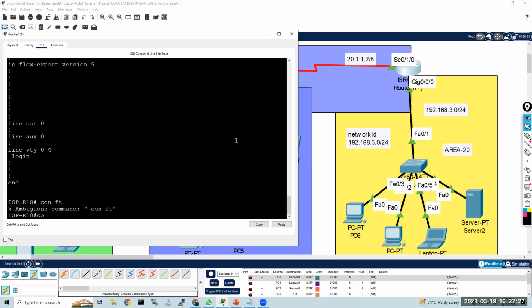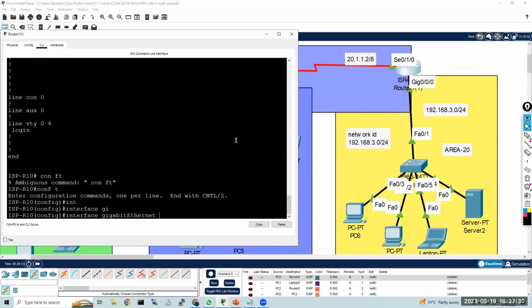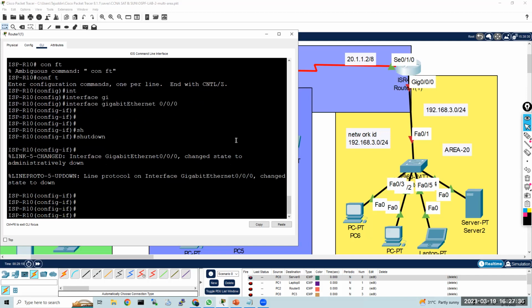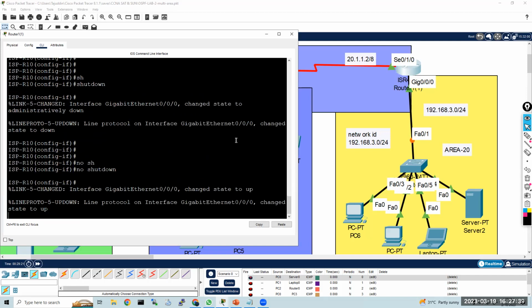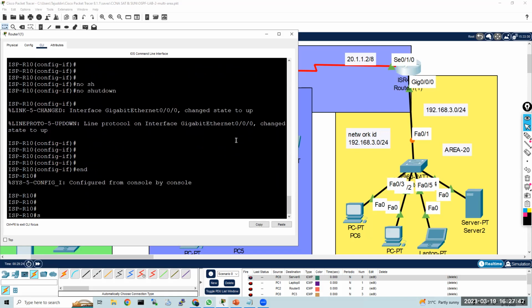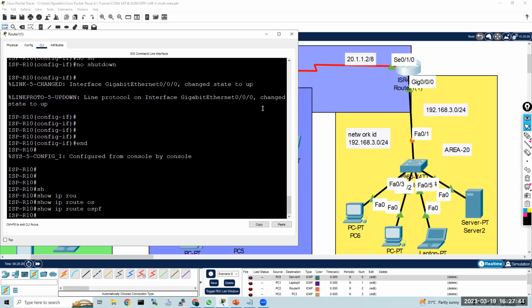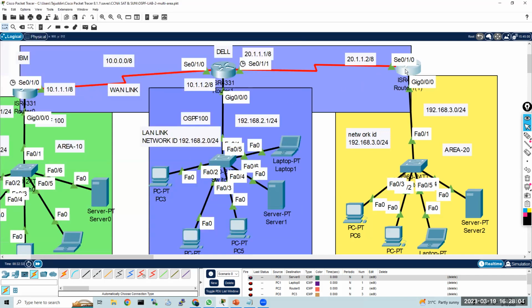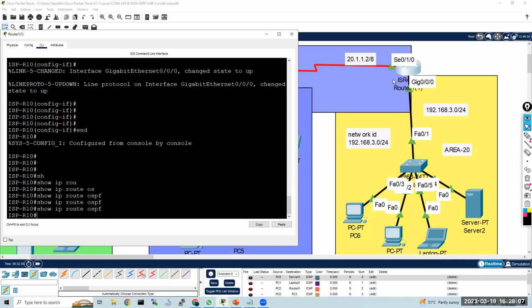Okay, I will do one thing. I will go to the last router now. Interface gigabit 0/0/0, I say shutdown. I say no shutdown again. Let's say show IP route OSPF. Let it read the entire thing now. No result. It's not getting any update.